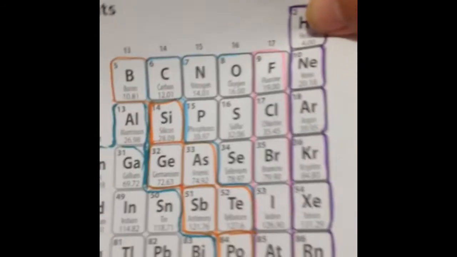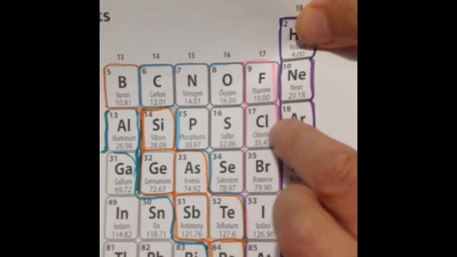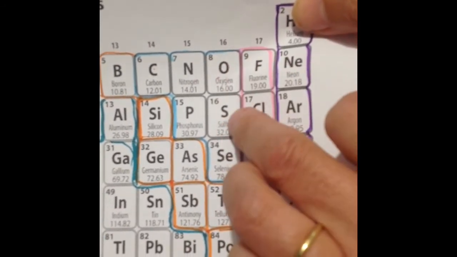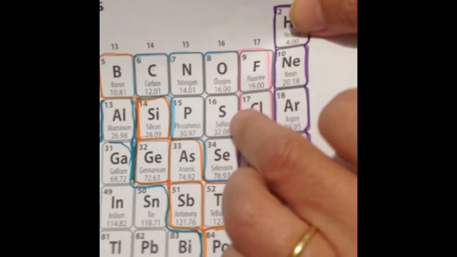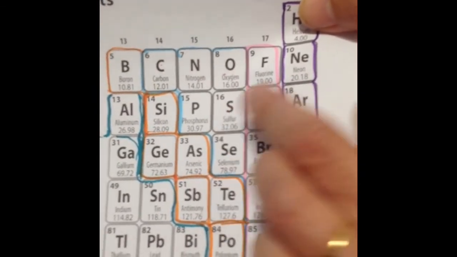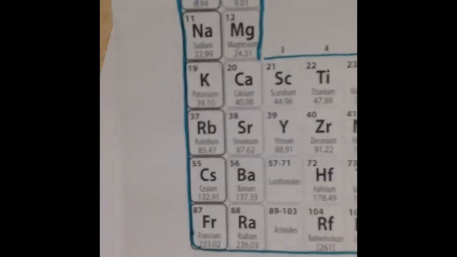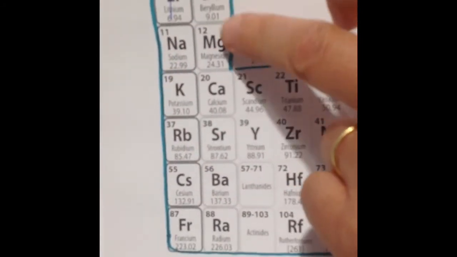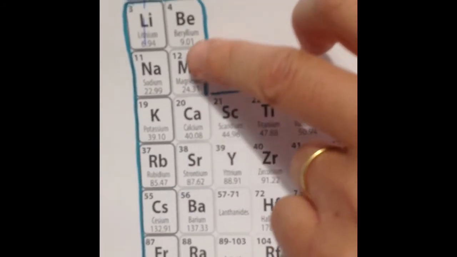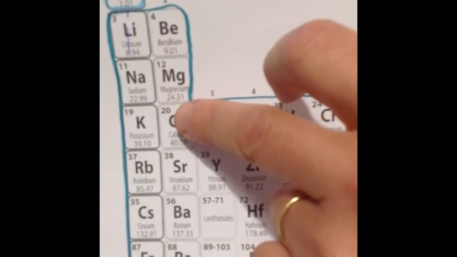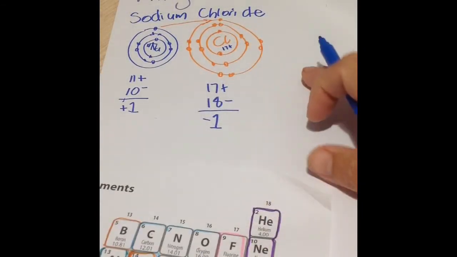So anything in group 7 is going to have a charge of -1. Anything in group 6 or 16 is -2, because they gain 2 electrons. Okay, so -2. And over here, group 1 is +1. These guys have got 2 outer electrons, so they lose those 2 outer electrons, so they become +2. Okay, so you can get that from the periodic table.